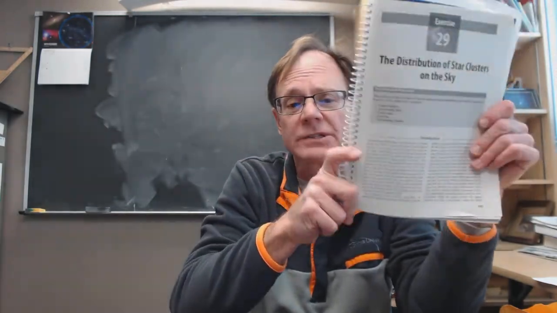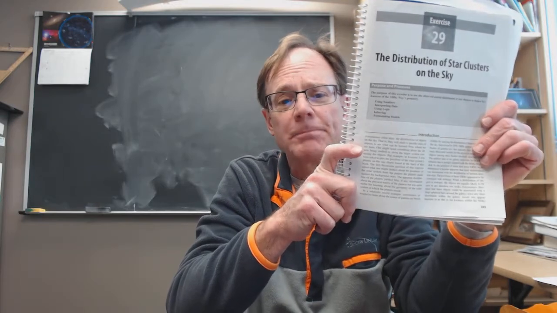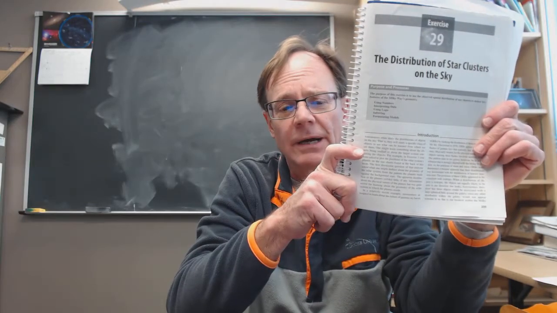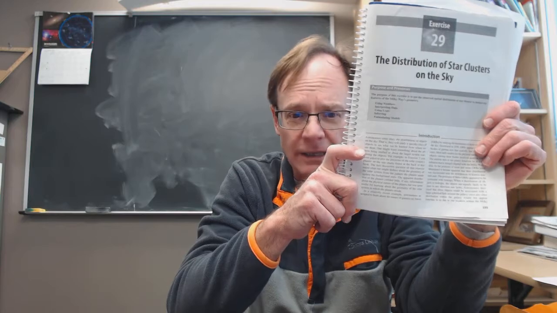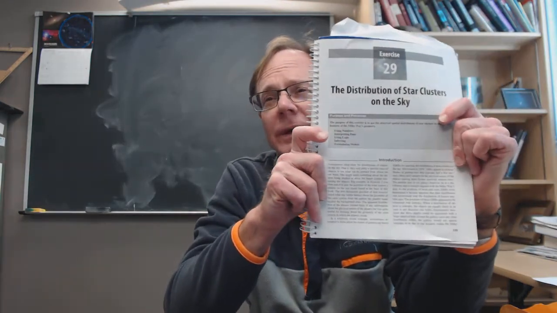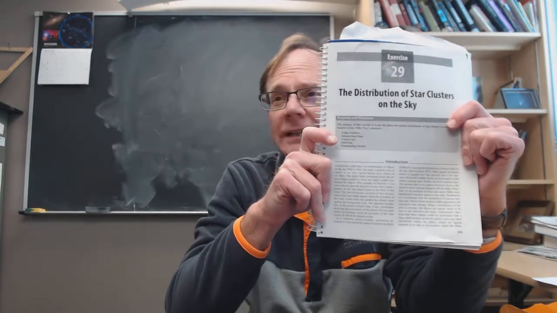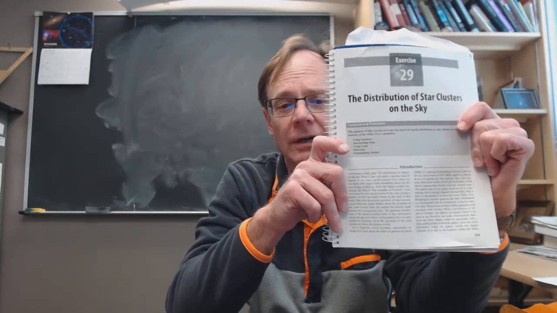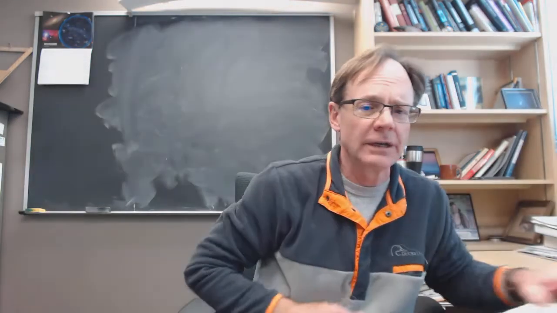So we're making the transition to start thinking about big picture items in astronomy now. We're going to start thinking about star clusters, the galaxy, the Milky Way galaxy we live in, and then the distribution of galaxies in the universe on a large scale. So that's where we're moving here in the next couple of weeks. So this is fun stuff.